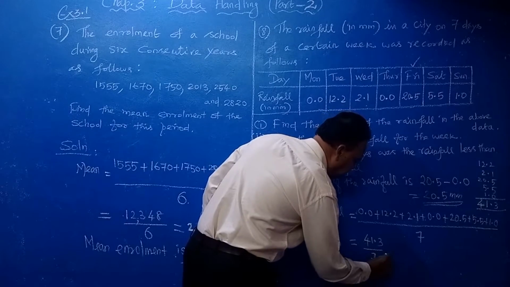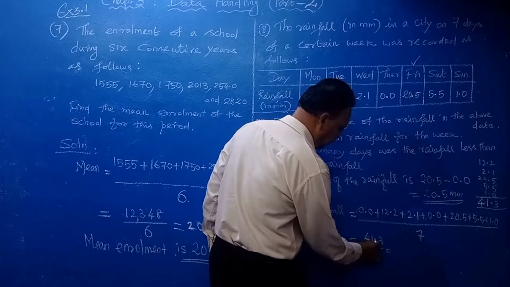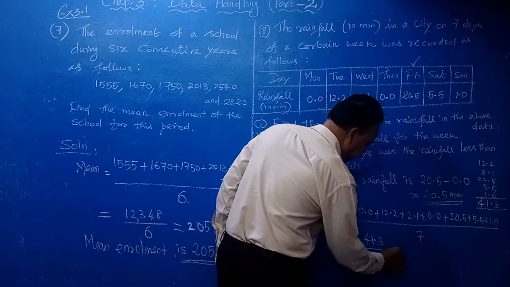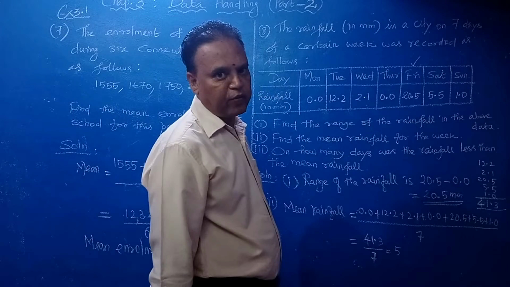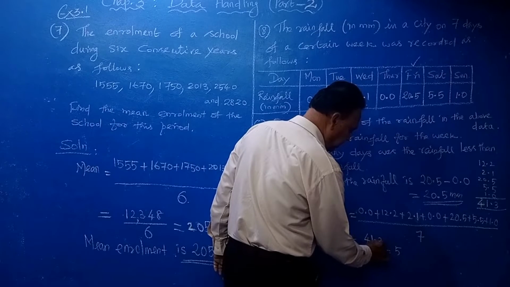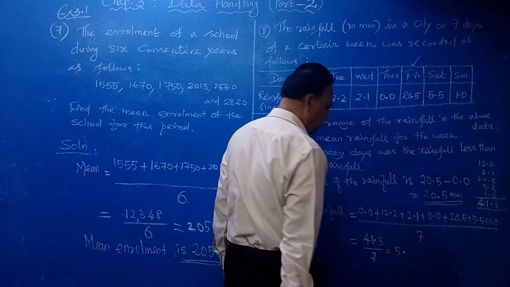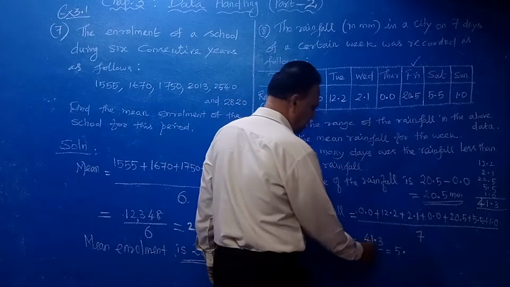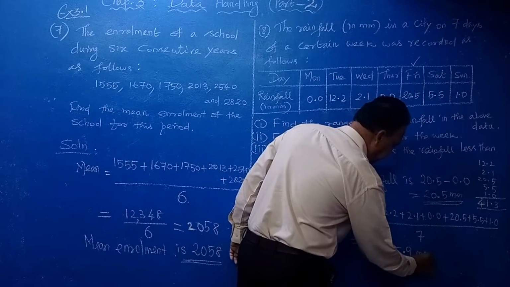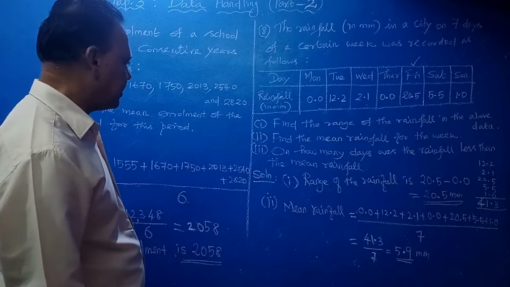Now we have to divide this. How will you divide in 41? You take how many 7 there? 41, straight away you can divide. How many 7 there? 5. Right? 5 sevens are 35. What is the remainder? 6. Next, you have to take this digit, that is 3. Keep pointing. So 63, how many times it will go? 9 sevens are 63. So 5.9 millimeter. Mean rainfall for the particular week is 5.9 millimeter.